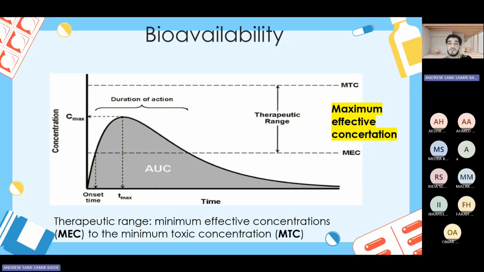And this area is called the therapeutic range. This is where the pharmacologists or the scientists behind the drugs calculate the dosage based on this therapeutic range. They want the drug to be inside this area.